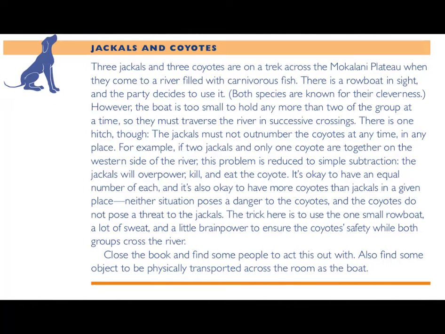3 jackals and 3 coyotes are on a trek across the Mokalani Plateau. When they come to a river filled with carnivorous fish, there is a rowboat inside and the party decides to use it. However, the boat is too small to hold any more than 2 of the group at a time, so they must traverse the river in successive crossings. There is one hitch though. The jackals must not outnumber the coyotes at any time, in any place. So we need to figure out a way to get all the jackals and coyotes across.